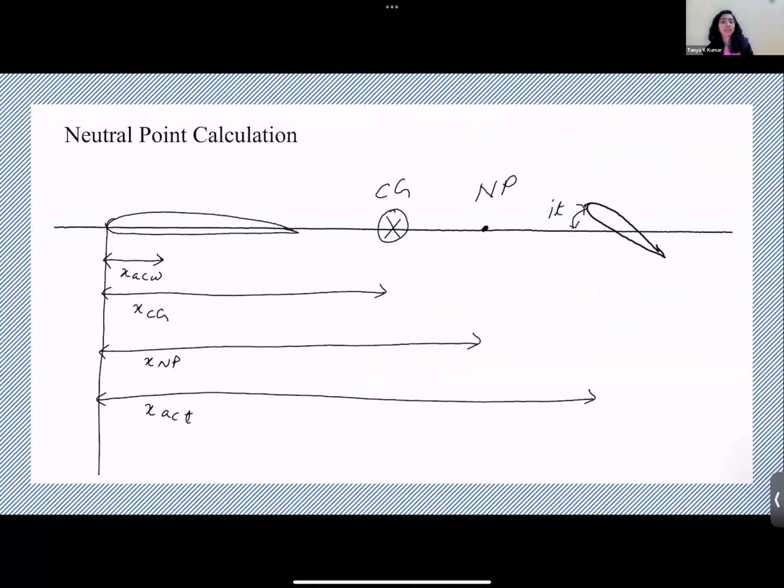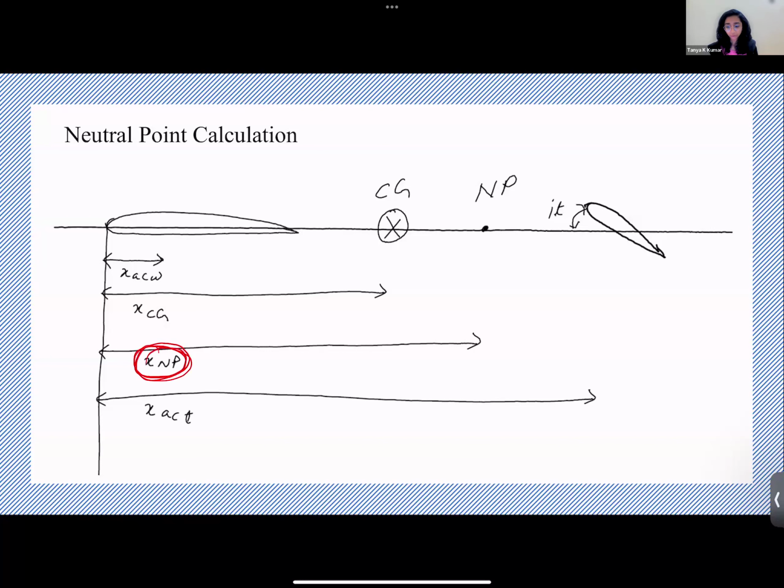Now, I think we're done with the contents of this week. In the previous class we had seen how to calculate the aerodynamic center. Now let's see how to calculate the neutral point. This is a simple wing and tail configuration, and the quantities given to you are the X from a reference point. We are taking the reference point as the leading edge of the wing. From that point, they've given you the location of the aerodynamic center of the wing, location of CG, location of neutral point, and location of aerodynamic center of tail. What we need to do here is find this quantity.